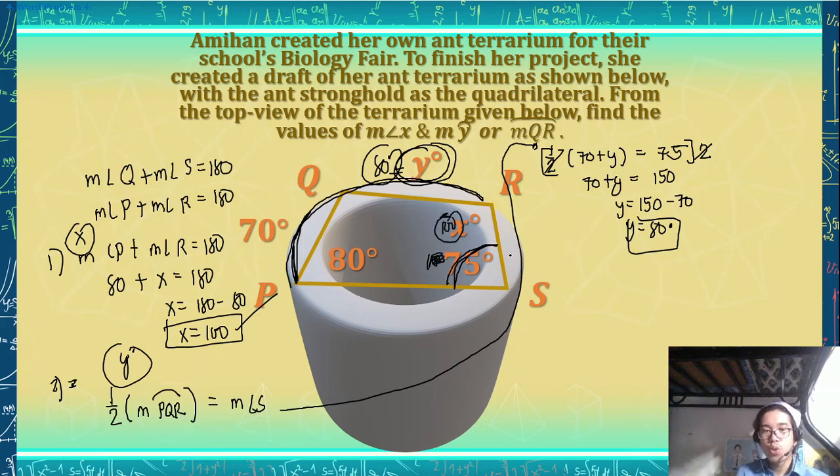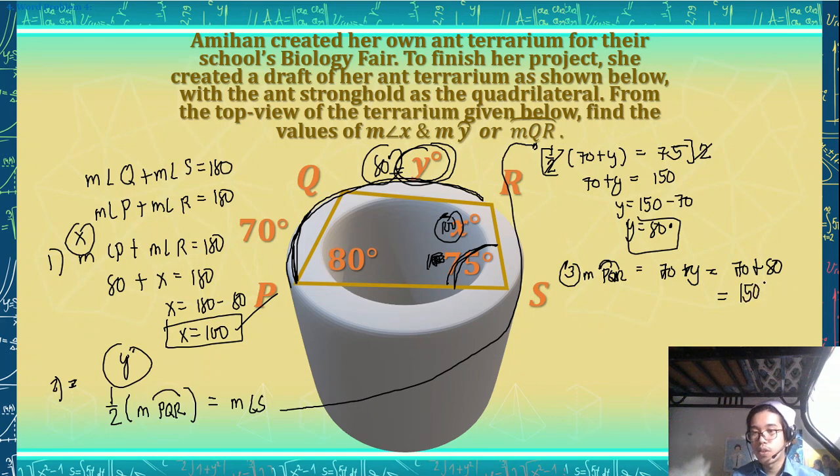And now we have to solve for the measurement of arc PQR. Since the measurement of arc PQR is equal to 70 plus y, and we know that y is equal to 80, that's going to be 70 plus 80, which gives us 150 degrees back again. So there you go. The measurement of arc PQR is equal to 150 degrees. And that's how we solve this problem.